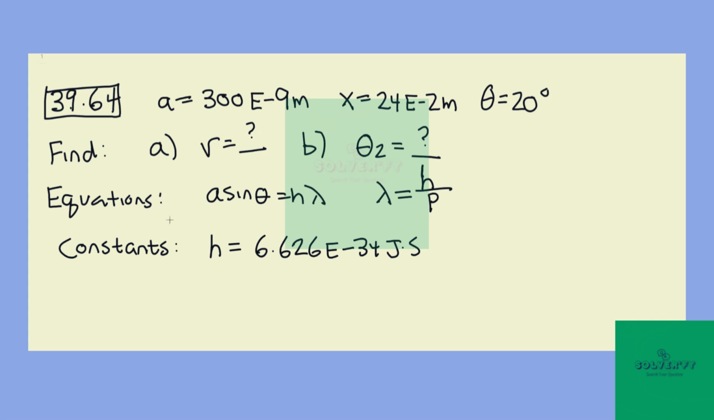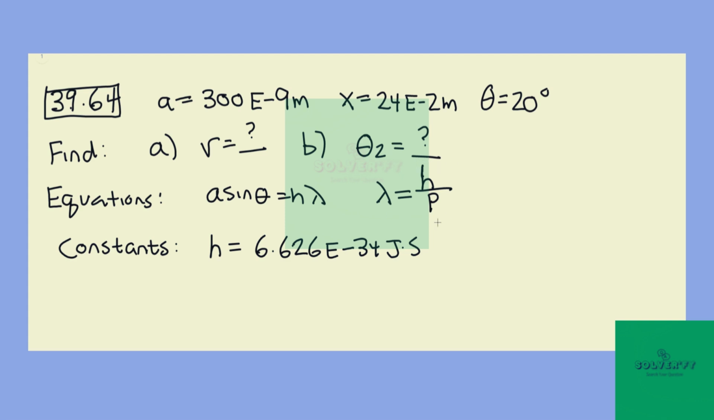Okay, in this problem we have single slit interference by a beam of electrons. We know the slit width for the single slit, we know the distance from the slit to the screen, and we know that the first minimum occurs at 20 degrees from the central axis. We're asked to find the velocity of these incoming electrons, and we're asked to find the angle to the second minimum in this interference pattern where no electrons should be appearing.